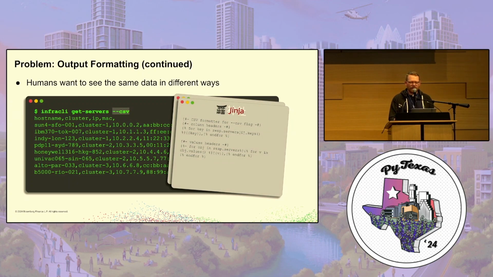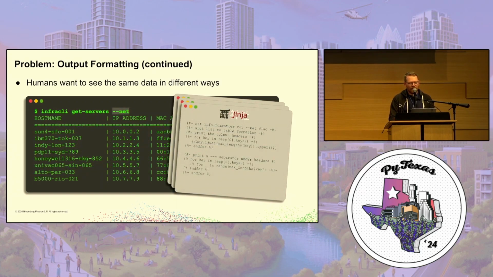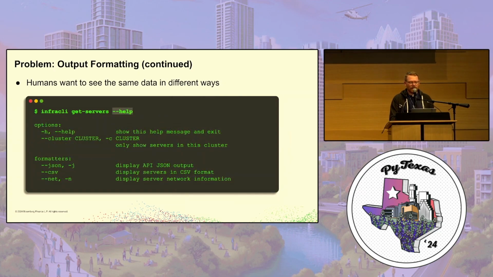We could have one template to display the output as CSV, triggered by the --CSV flag. Maybe another template just to show network information, triggered by the --net flag. And of course, all these options would be shown to the users in the command help text. We also added a --JSON flag to every command. That's to give the user the option to get the raw API output and pipe it to a file or JQ or something else.